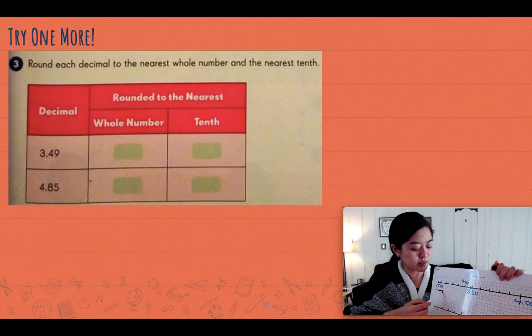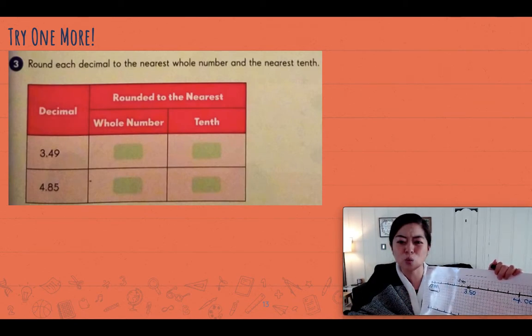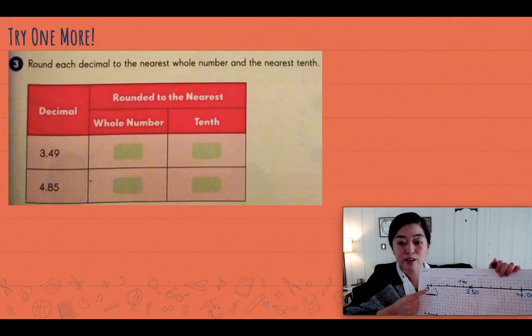As a whole number here. But how do I write 3 and 0 hundredths as a whole number? Again, you just erase all the trailing zeros, like this. So it rounds to 3 as a whole number.